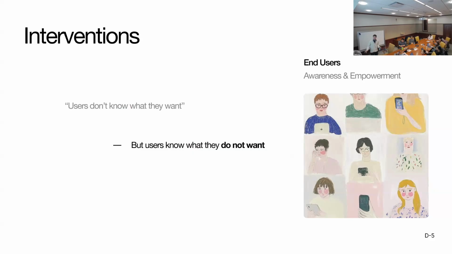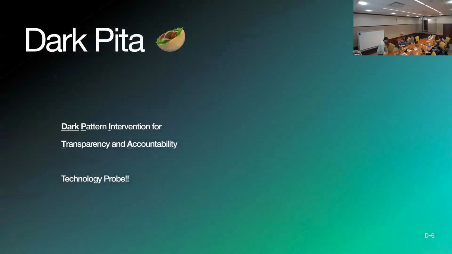One thing I believe is users probably don't know what they want, but a lot of us as users, and users in general, know what they don't want. What if we just respect their agency, respect their ideas, and utilize this agency to help them customize their own interfaces against dark patterns? That's a very straightforward thing. That is why we designed Dark PETA, which is also an acronym, standing for Dark Pattern Intervention for Transparency and Accountability. We designed it as a technology probe, which essentially means we are trying to use this tool to understand user needs, instead of meaning it to be very useful in the real world in the long term.